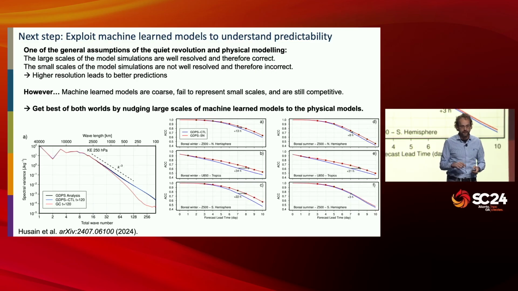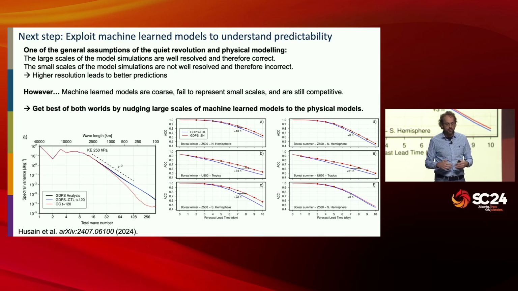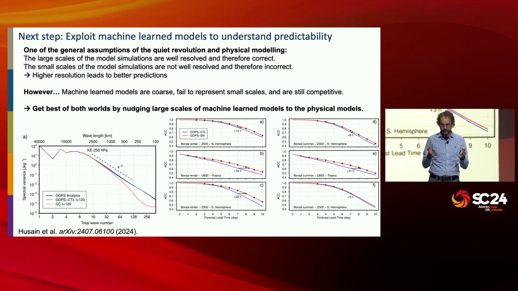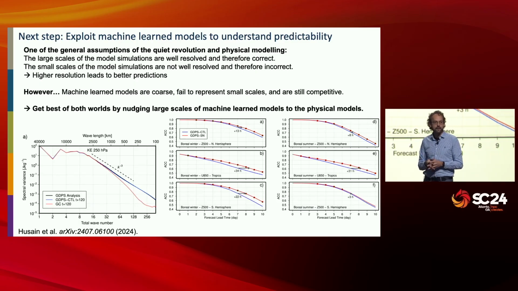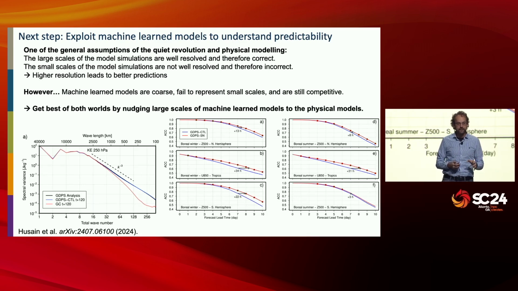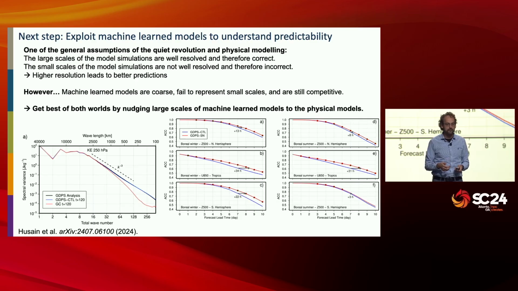And they get very good results in the sense that they can really now run a physical model and get the benefit from the machine learned model in terms of the large scale scores, but they also get the benefit from the physical model when they, for example, look into very high resolution representation of the tropical cyclone, and these kind of things. That's something that is also very interesting, and we should definitely follow this up.